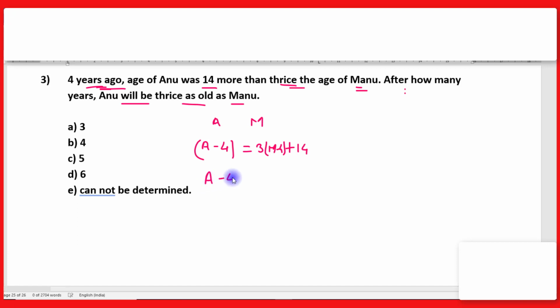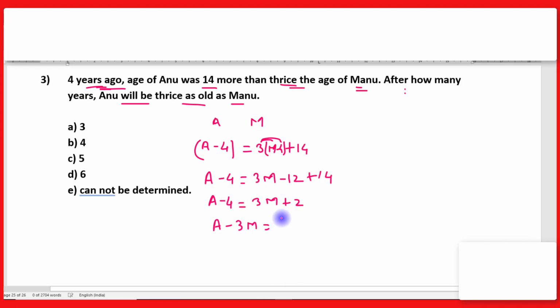So A minus 4 is equal to, multiplying by 3 inside the bracket, 3M minus 12 plus 14. So it will be A minus 4 equals 3M, minus 12 plus 14 that will be plus 2, and so A minus 3M is equal to 4 plus 2, that is 6. So A minus 3M is equal to 6. This is the first equation.